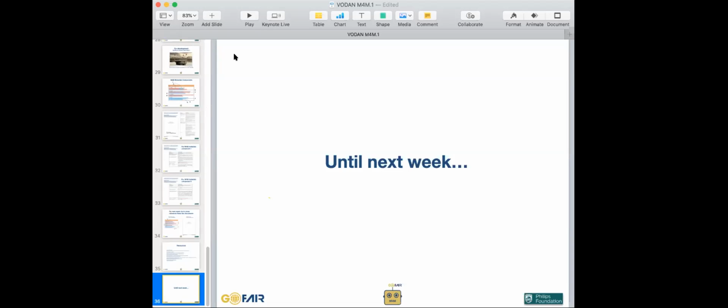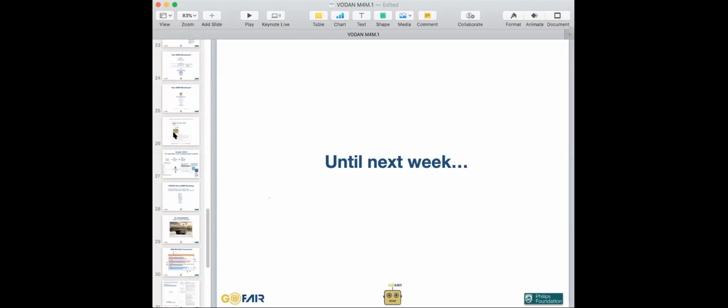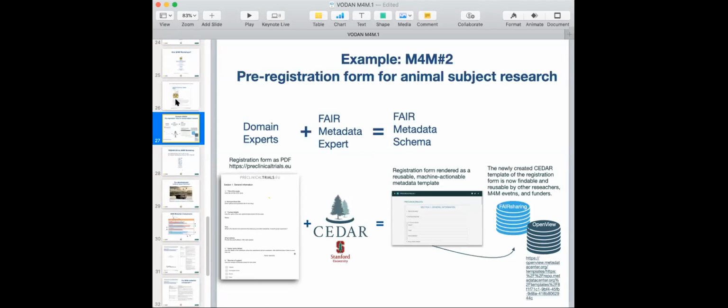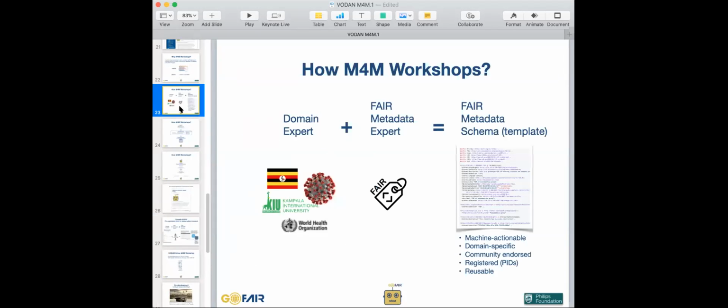Is there any questions from today right now? Hi there. I have a question. So you mentioned that you're looking for domain experts and then metadata experts, and then you'll produce a schema, which I think is a great idea. To look for a domain expert, you need to first talk about which domain specifically. So what domain are we looking to start with?